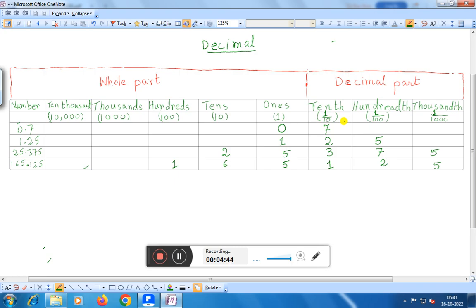number in a chart. Okay, dear friends, this is how we can put a number in a decimal chart. In this way, you can point out that decimals are divided into two parts: the whole part and the decimal part. The decimal part is tenth, hundredth, thousandth, and the whole part is ones, tens, hundreds, thousands, 10,000, like this.